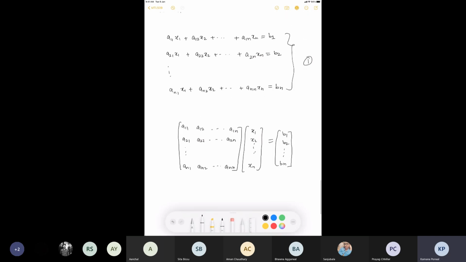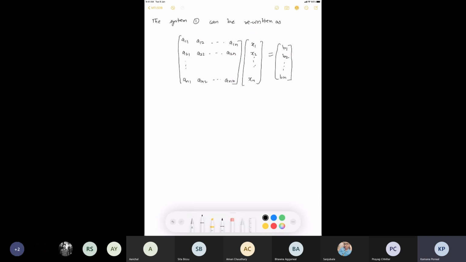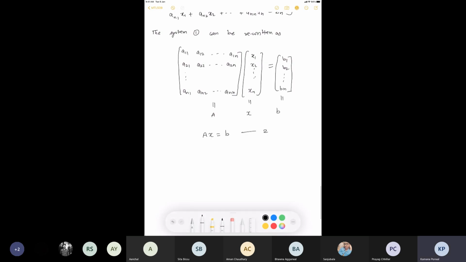Okay, that is, we can rewrite system 1 in this matrix form. So this is basically a matrix equation of the form Ax is equal to b. If you call this A, this x, and this b, basically we have the matrix equation Ax equals b. So let's call it 2.